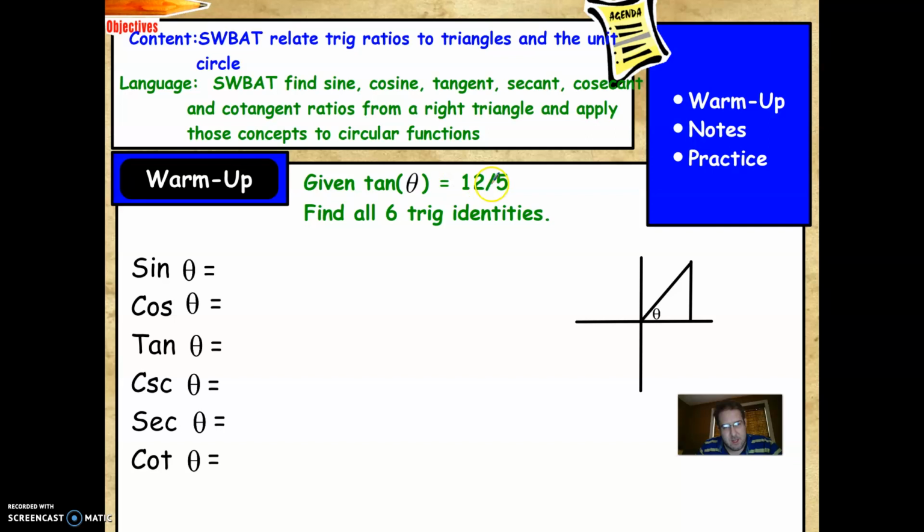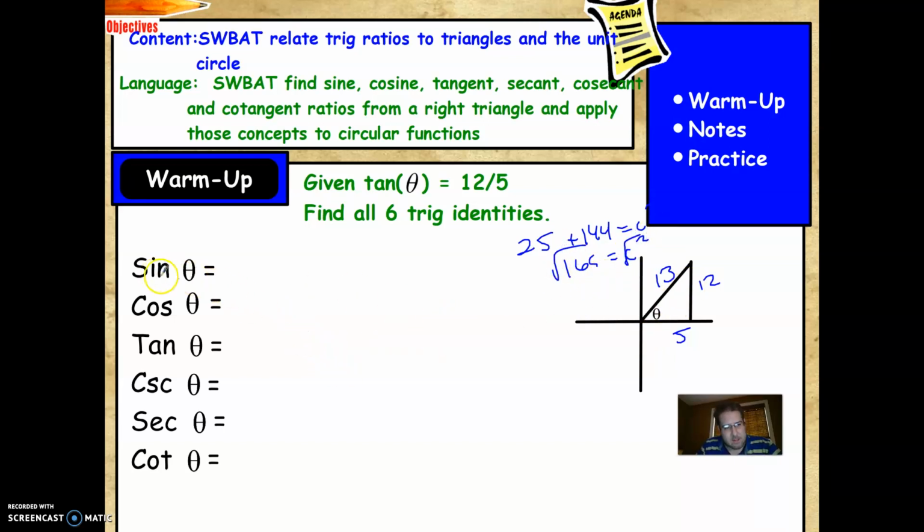So, tangent is 12 over 5, so that would be opposite over adjacent. Figure out this missing side length. Well, it's a 5, 12, 13, but if I didn't know that, it'd be 5 squared, which is 25, plus 12 squared, which is 144, equals c squared. So this adds up to 169, and square root of 169 is 13.